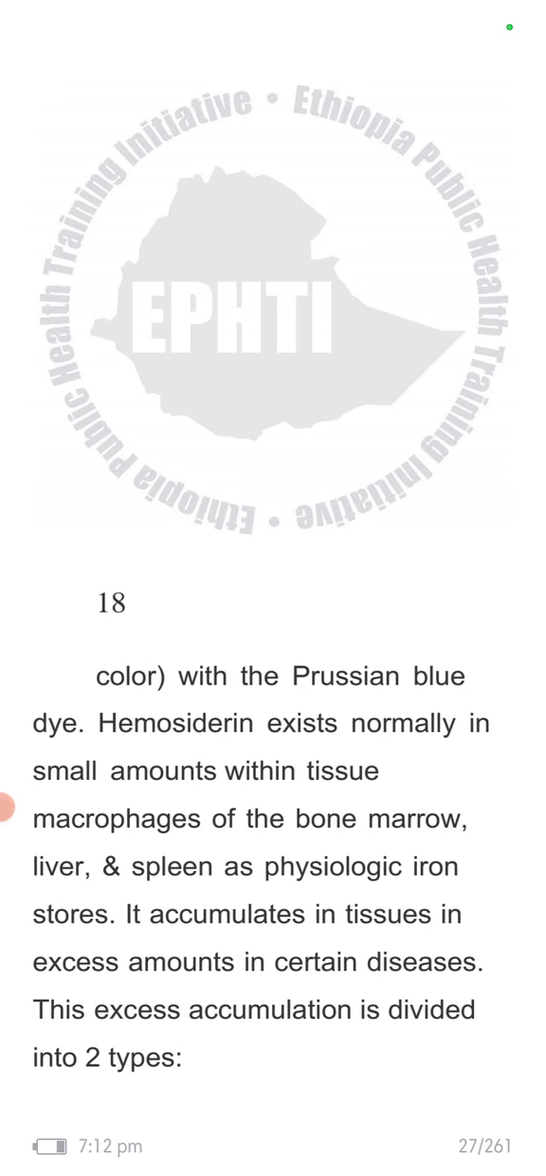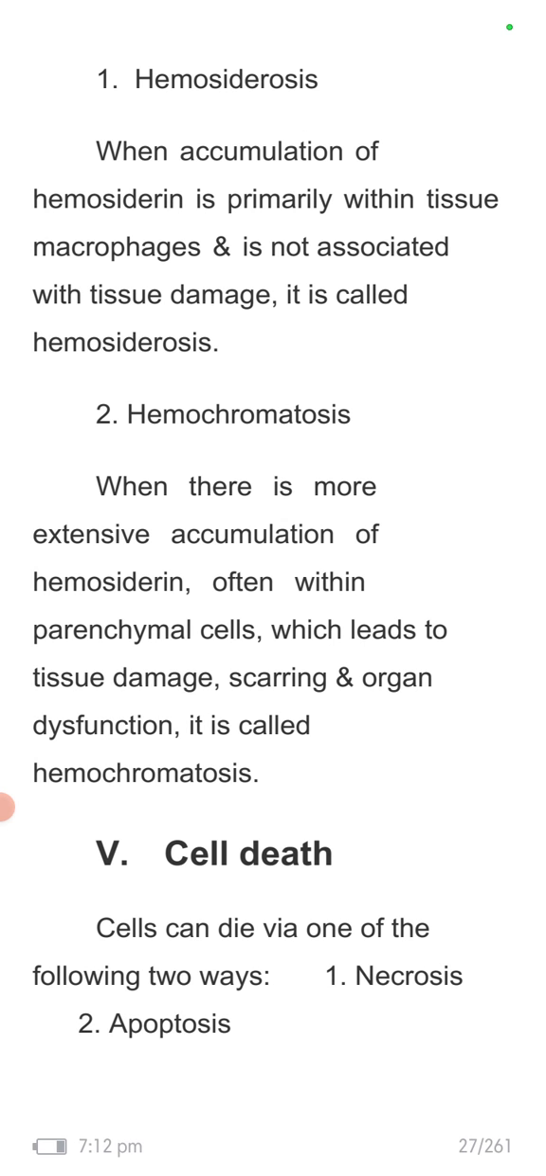This excess accumulation is divided into two types. One is hemosiderosis. When accumulation of hemosiderin is primarily within tissue macrophage and is not associated with tissue damage, it is called hemosiderosis. Hemochromatosis. When there is more extensive accumulation of hemosiderin, often within the parenchymal cell, which leads to tissue damage, scarring and organ dysfunction, it is called hemochromatosis.